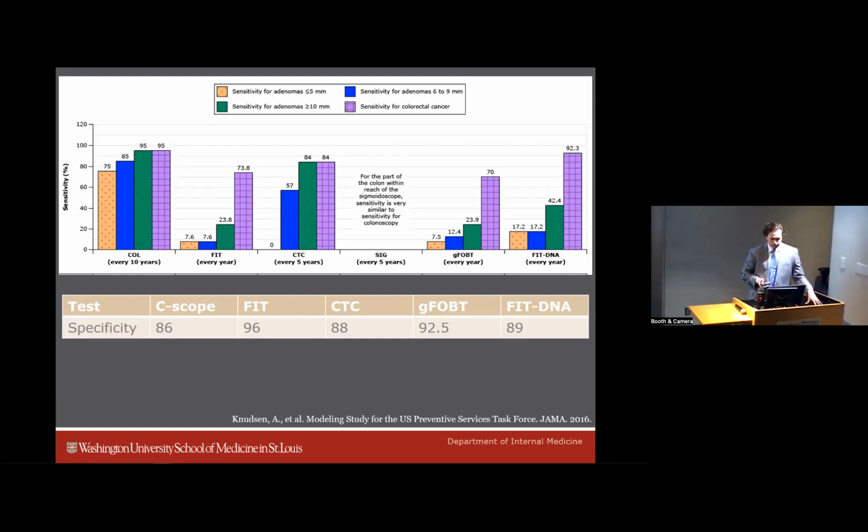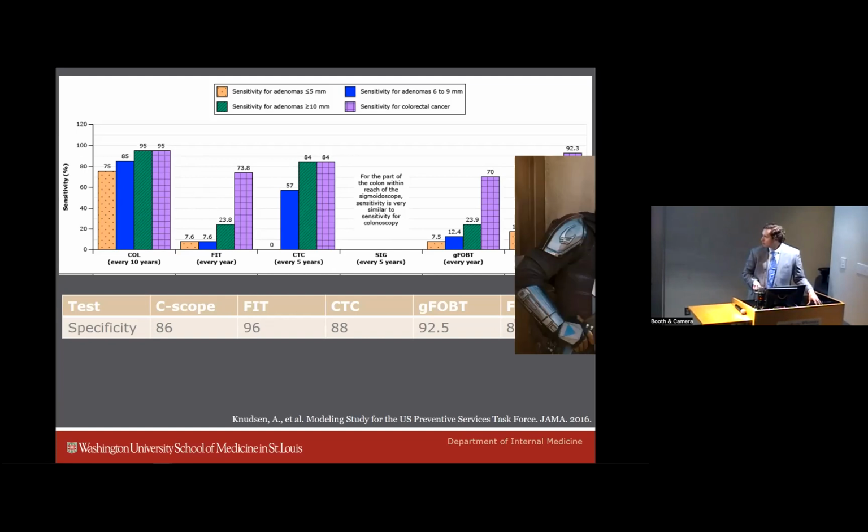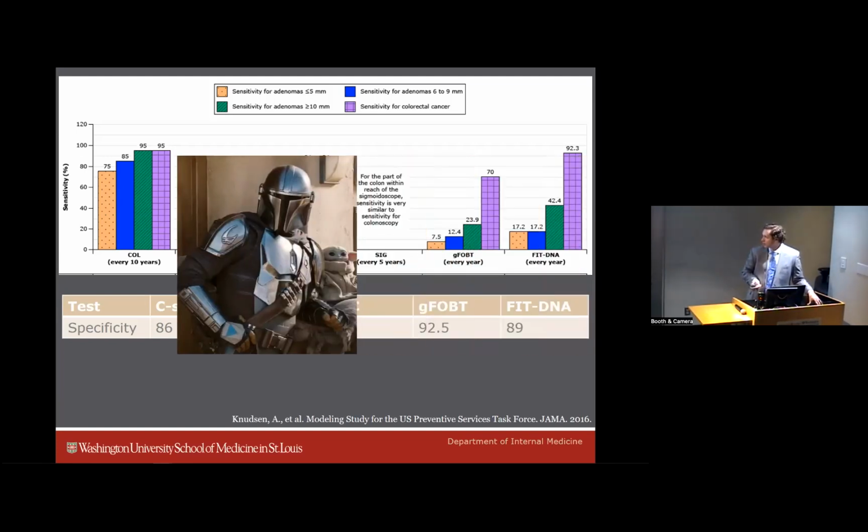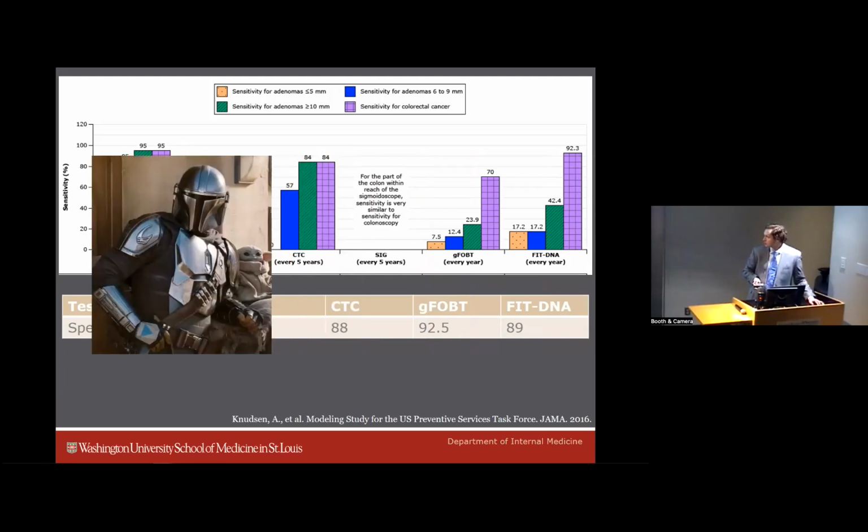But if you're a Star Wars fan like me, you might say that the Mandalorian would say, with regard to colonoscopy, this is the way. See, that would land if you were watching this one. But I would have to agree with him. It definitely is the gold standard for a reason.